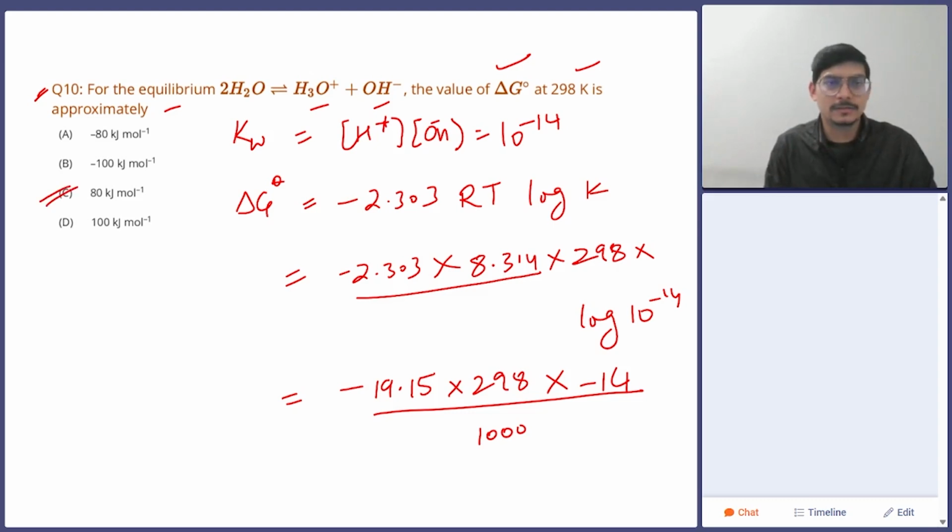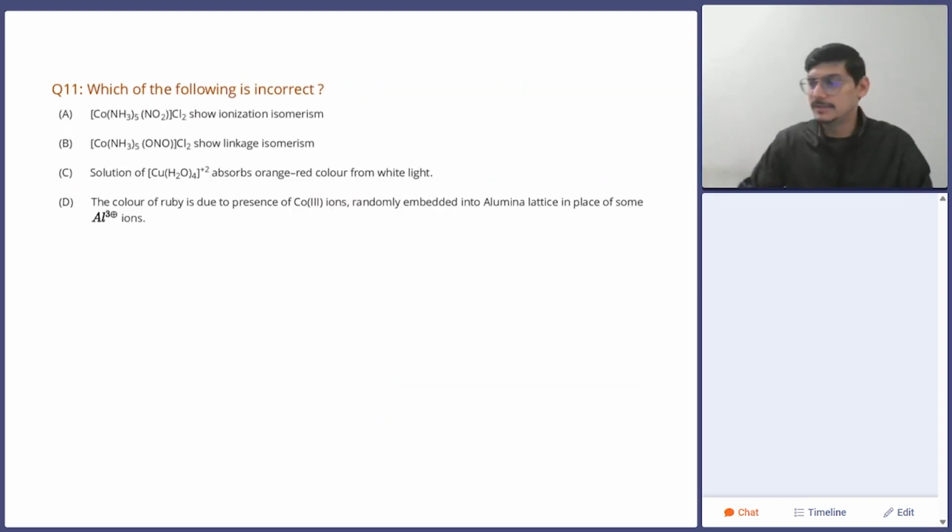Moving to the next question, which of the following is incorrect? Okay, it shows ionization isomerism. Yes, NO2 minus can go outside, chloride ion can come inside the coordination entity. The ONO compound shows linkage isomerism. Yes, ONO can be present as NO2, right? So Cl and NO2 upon exchange show ionization isomerism, and this one shows linkage isomerism.